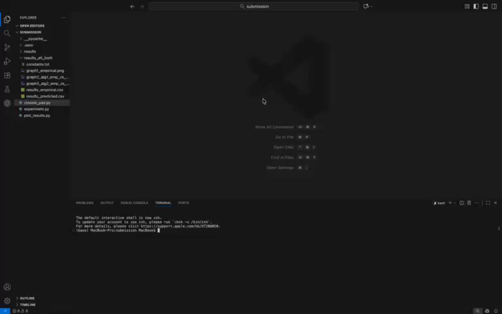Hi, this is my demo for the closest pair of points project. I implemented two algorithms. One is brute force and the other one is divide and conquer. And they compare them to the real runtimes. And first, I'll start with the algorithms file.